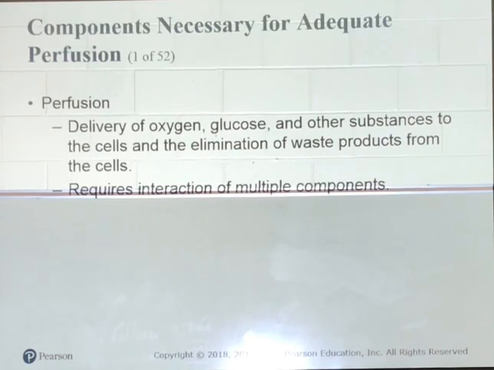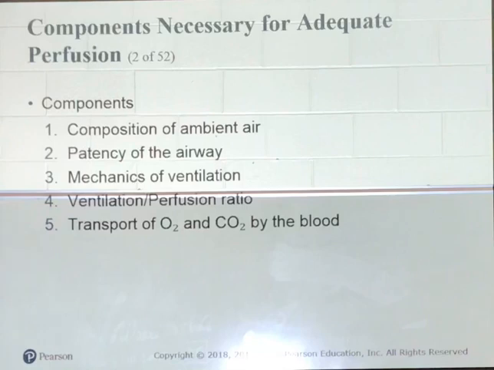Perfusion can be described as the delivery of oxygen, glucose, and other substances to the cell, and the elimination of waste products from the cell. To maintain adequate perfusion, the components of the delivery and removal system must work properly. All right, here are your components. You have the composition of ambient air. How much oxygen is actually in ambient air?